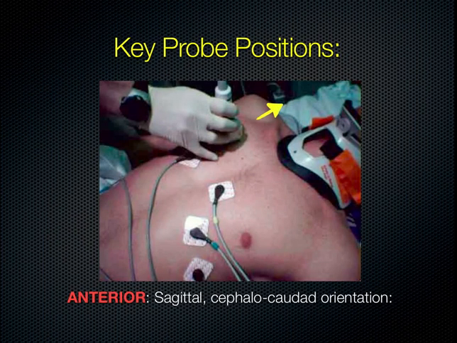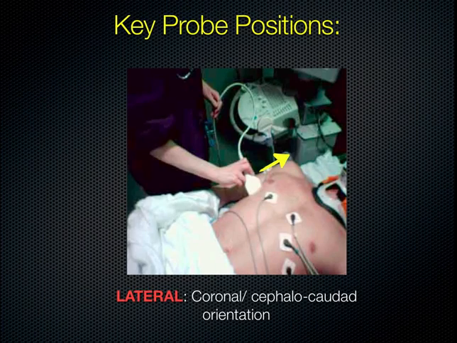There are several key probe positions. The indicator for the evaluation of the anterior chest should go towards the head. This is the orientation marker. And anteriorly we look at the sagittal orientation with cephalocaudate orientation, intersecting two ribs and the pleural line beneath. Laterally, with the probe indicator again towards the head, we achieve a coronal picture.